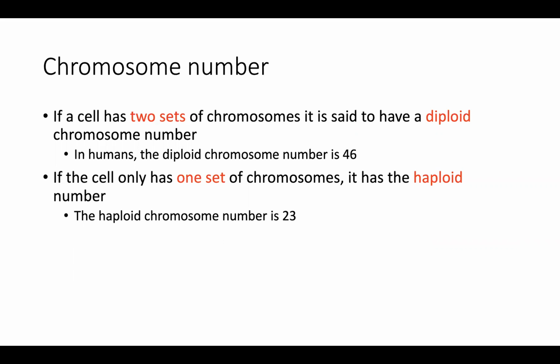If a cell has two copies of the chromosome, two sets, that cell is said to have a diploid number of chromosomes. The diploid number for humans is 46. That's what we're going to find in our somatic cells. If the cell only has one set of chromosomes, that cell is said to have a haploid number. The haploid number in humans is 23. So I'll ask the question: what cell type in our bodies has a haploid number?